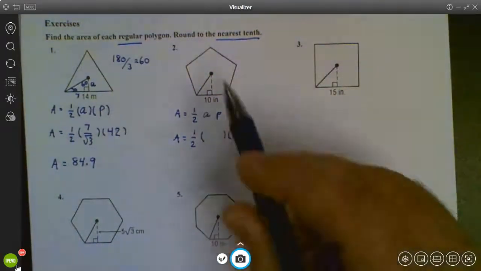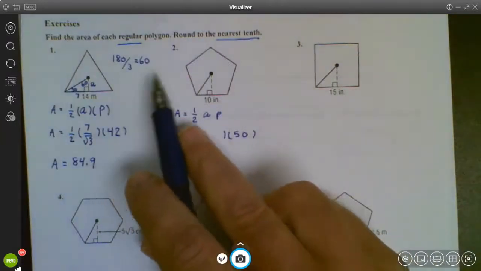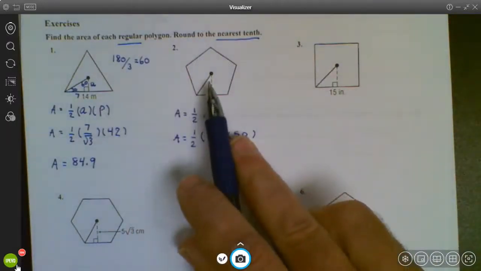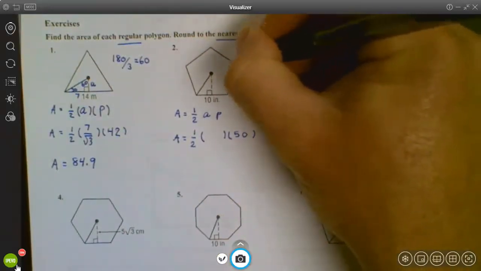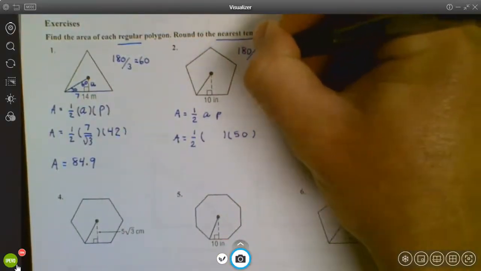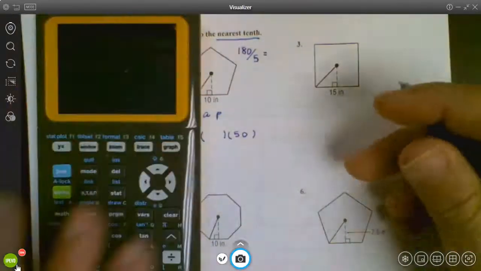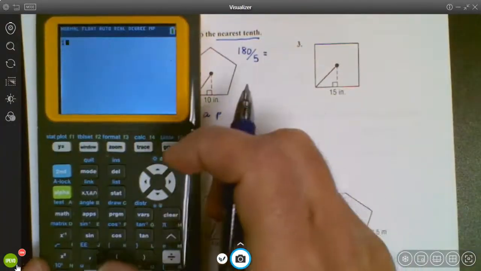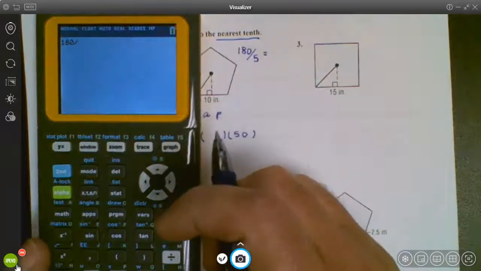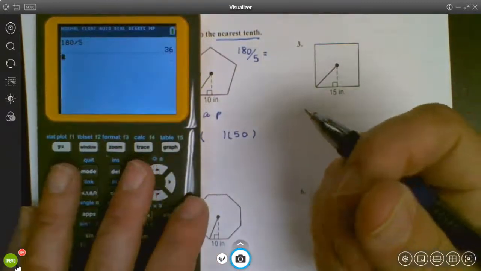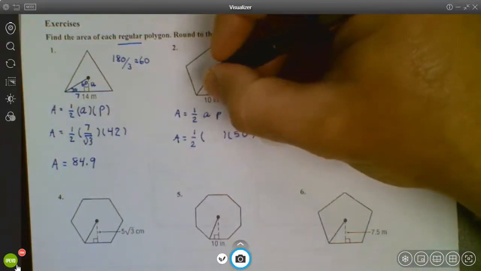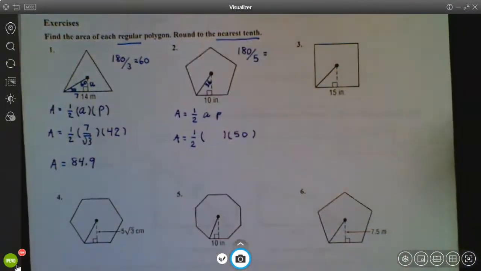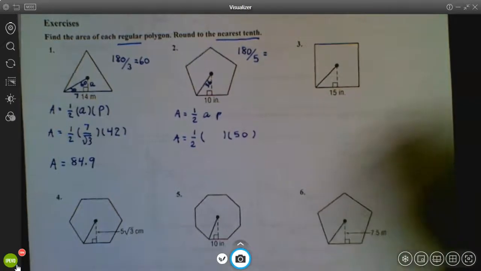The apothem, again, I want to start with this process to figure out what my half of a central angle is. So if I did 180 divided by the number of sides, it's going to give me that angle, which I think is 36, but let me just double check. There we go. So that tells me this is 36 degrees, which is not one of our special angles, so I do need to use sine, cosine, and tangent.